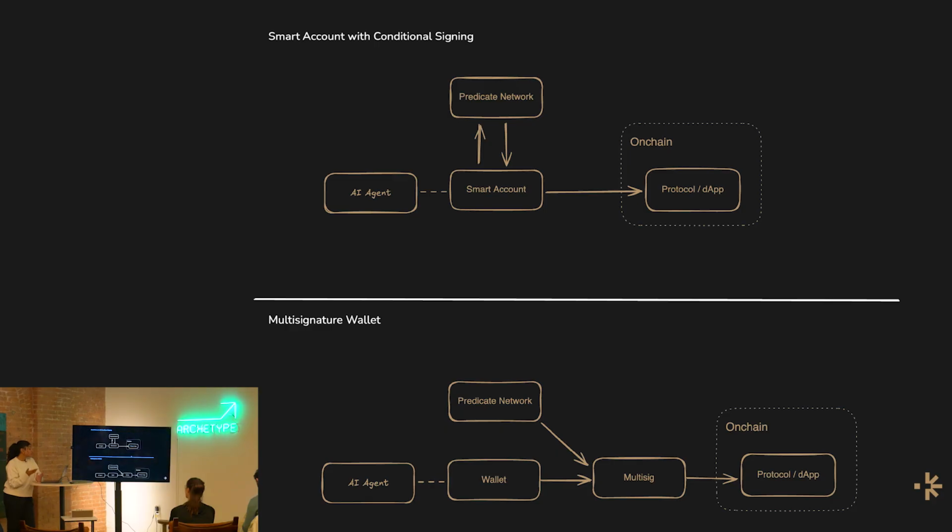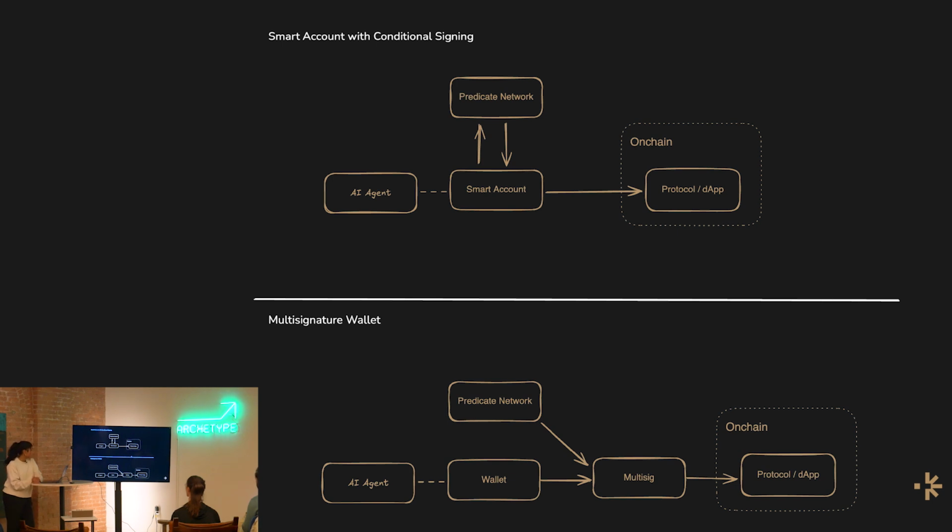So what would this look like? Well, in a smart account system, you can have conditional signing. So because you can program the conditions that allow transactions to be verified, you can set a policy for your smart account that the AI agent is using. And before any transaction can actually be executed by that smart account, it has to go through a verification process through the Predicate network. This can also be something that's directly coded into the smart wallet. It doesn't have to use the Predicate network. It's just a more decentralized way of doing things.